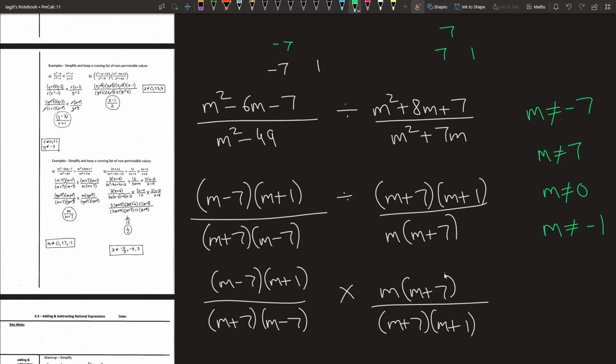We got m plus 7 divided by m plus 7, gone. M plus 1 divided by m plus 1, gone. M minus 7 divided by m minus 7, gone. I'm left with just m at the top. And at the bottom, I have m plus 7. So we have m over m plus 7. That's my simplified answer. And I've written my non-permissible values over there.